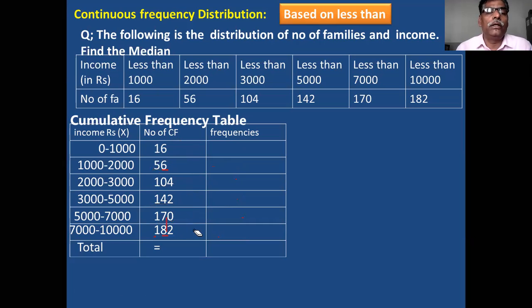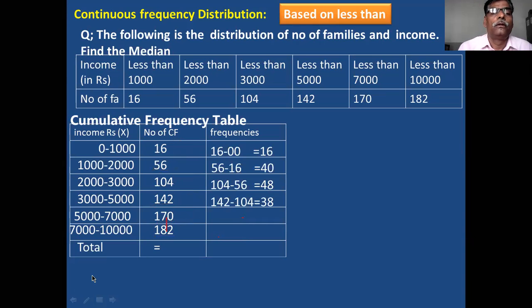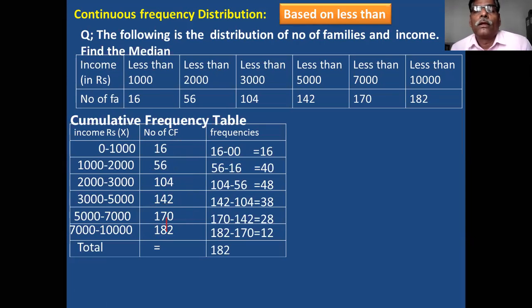This is the way of calculating frequency. Okay. Frequencies you calculate like this, 182 frequencies. Now, frequency is there, class is there, you apply the equation.